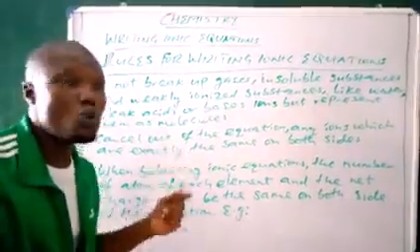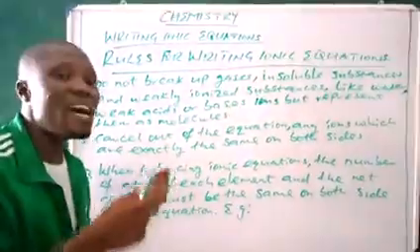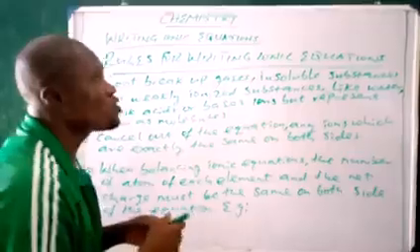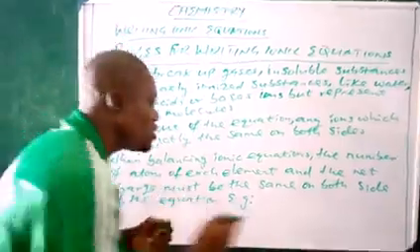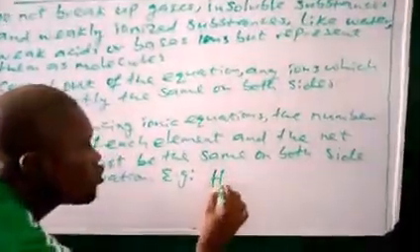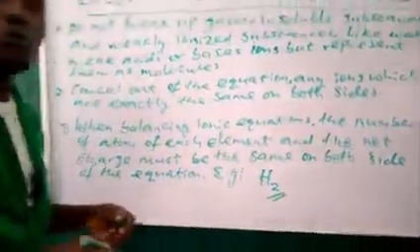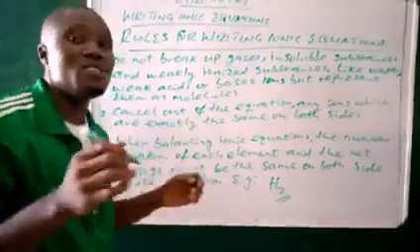Like hydrogen too. When you want to write any gas, whether hydrogen gas or oxygen gas, you must represent them in their molecular form. Like hydrogen, if you want to represent hydrogen, you will just write H2. This is the hydrogen molecule. So you don't have to write it in the ionic form.